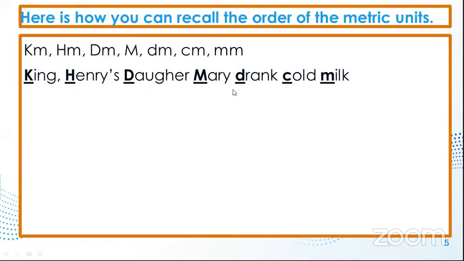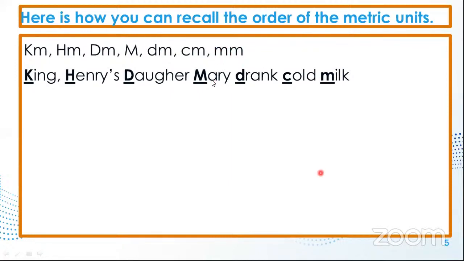Now, another thing that I want to explain to you here is this. Members, the way these things are arranged, the order, kilometer is the biggest, and then hectometer is the second biggest, and so on. It starts from your left hand side, the biggest, going to the small, to the right hand side. So millimeter becomes the smallest.